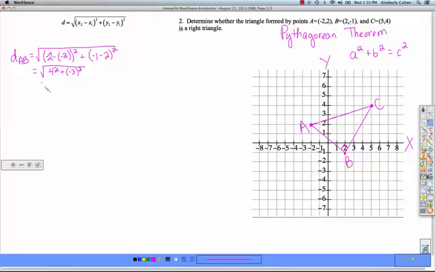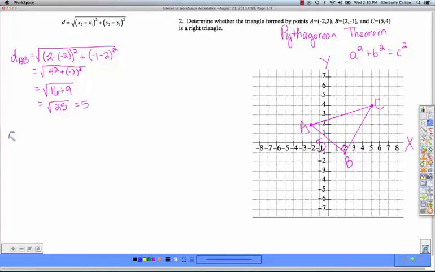Okay. And now we're going to simplify again. So now we have 16 plus 9, and that gives me the square root of 25, which we know is 5. So we're going to label that on our graph. We know that AB is 5 units. The next one we're going to do, I'll do in a different color, we're going to do BC.